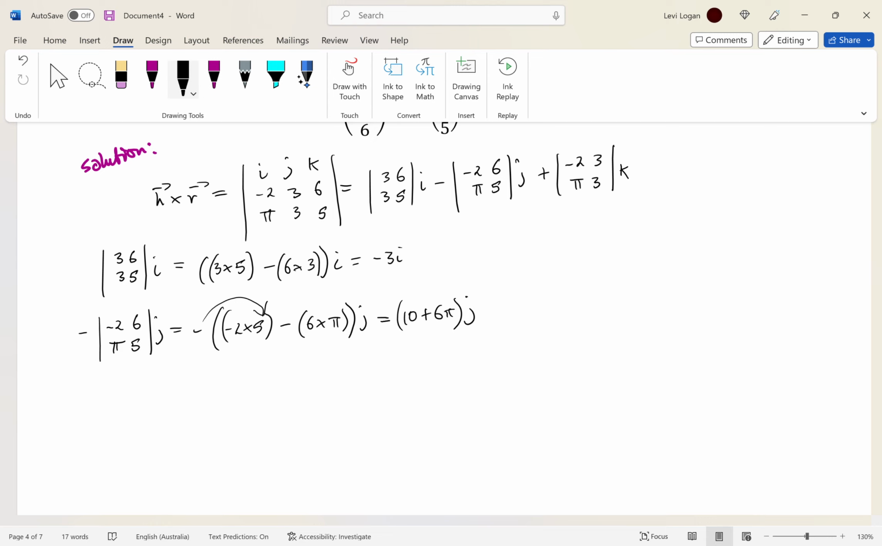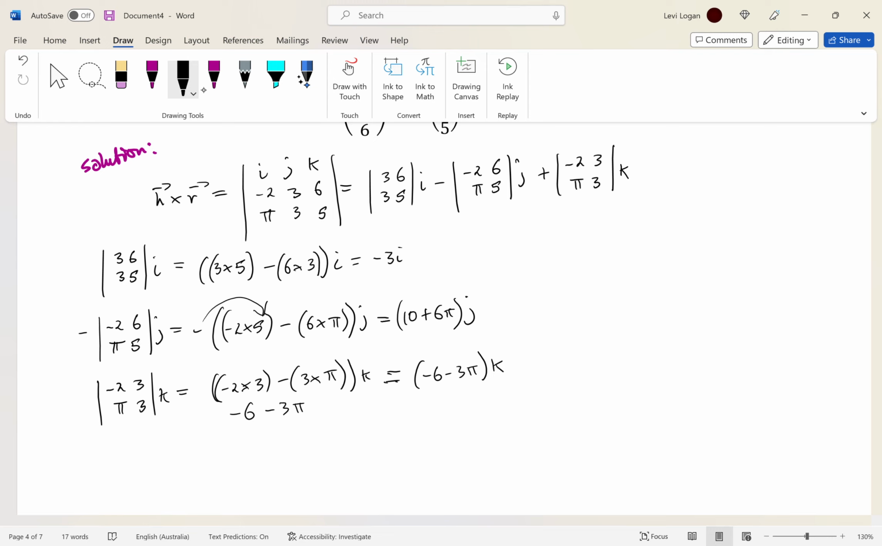And let's work out our final determinant. So we're going to have negative 2, 3, pi, 3. Okay. So this is going to be equal to negative 2 times 3, subtract 3 times pi. So this is going to be negative 6, and this is going to be negative 3 pi. Therefore, our product is going to be negative 6 minus 3 pi k.